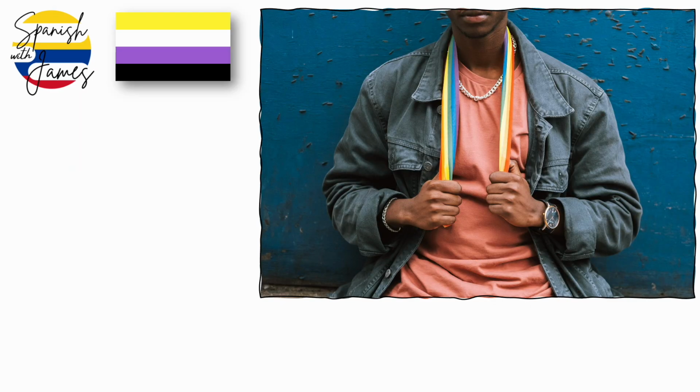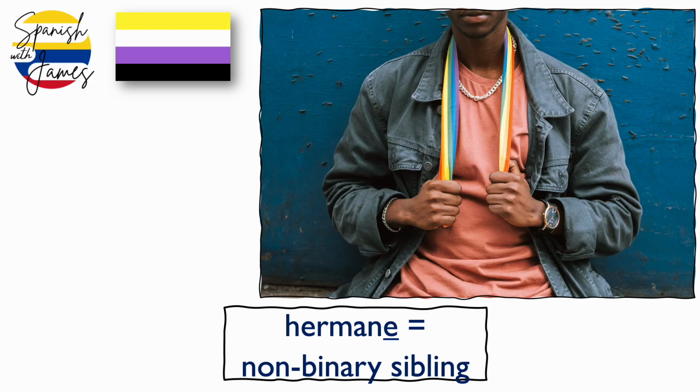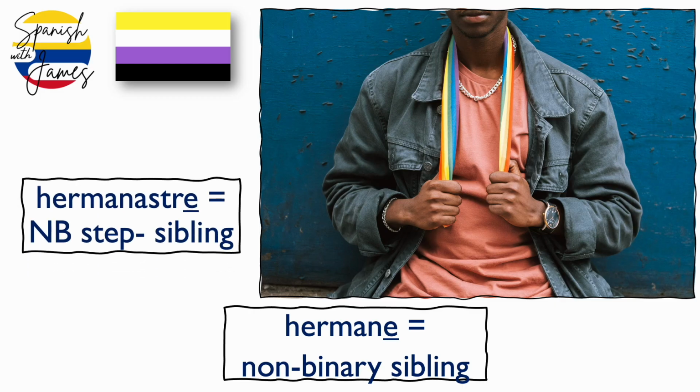So let's imagine the person in this picture identifies neither as male or female, they identify as non-binary. If we wanted to refer to them as a sibling, so in English we've got this lovely word sibling. In Spanish, instead of hermano or hermana, if we use that E ending, we could also say hermane, so we could talk about a non-binary sibling. If they were a step-sibling, we could take the astro, astra ending and change it to astre.